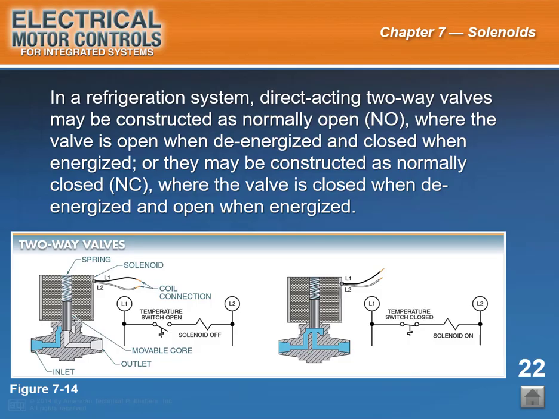See figure 7-14. Direct-acting 2-way valves are commonly used in a refrigeration system. 2-way shut-off valves have 1 inlet and 1 outlet pipe connection. These units may be constructed as normally open, where the valve is open when de-energized and closed when energized, or they may be constructed as normally closed, where the valve is closed when de-energized and open when energized.